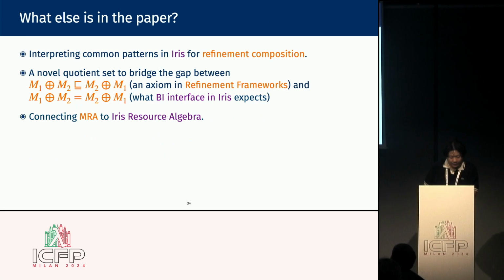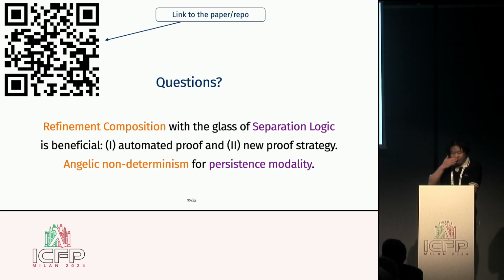And the paper not only discusses the points I discussed today, but there are many interesting points that I don't have the time to discuss today, including our attempt to interpret common patterns in Iris in the context of refinement composition, a novel quotient tree that we used for some technical problem, and connecting MRA to Iris resource algebra. Thank you for listening, and I'm happy to answer any questions.